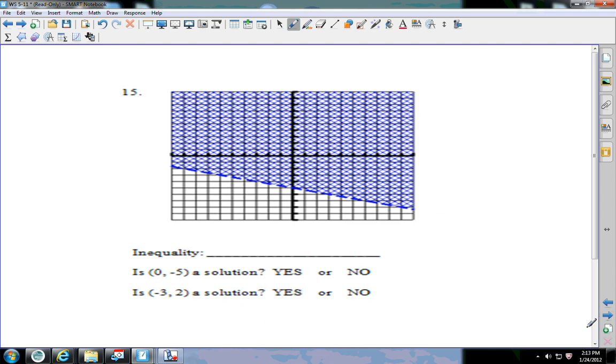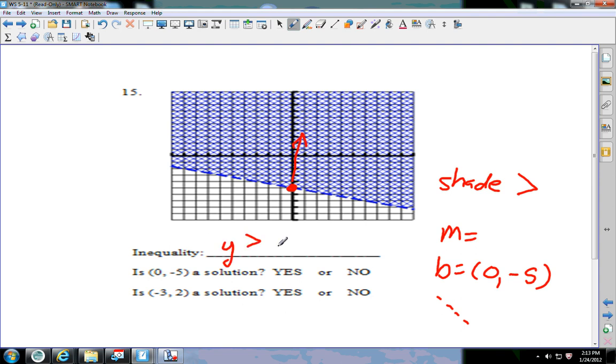This one, it wants us to write the inequality and tell if these are solutions. So first off, let's write the inequality. The first, out to the side, I'd write m equals and b equals. And let's figure out if it's a dashed line and where we shade. First off, the y-intercept is always the easiest. That is 1, 2, 3, 4, 5. 0, negative 5. It is a dashed line. Where is this shading? The shading is above, which means it's greater than. So I know my inequality is y is greater than something x minus 5.